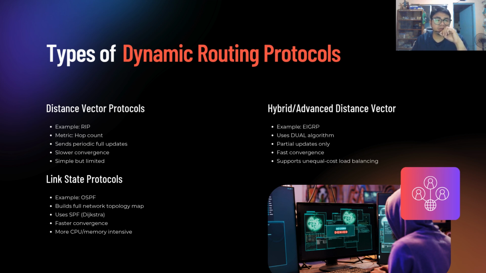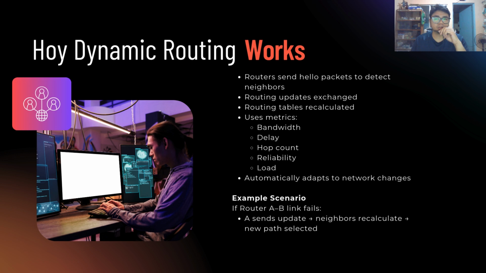Finally, we have hybrid protocols such as EIGRP that combine the strengths of both. EIGRP uses the DUAL algorithm, sends only partial updates, allows extremely fast convergence, and supports advanced features like unequal cost load balancing. This makes EIGRP both efficient and highly scalable.